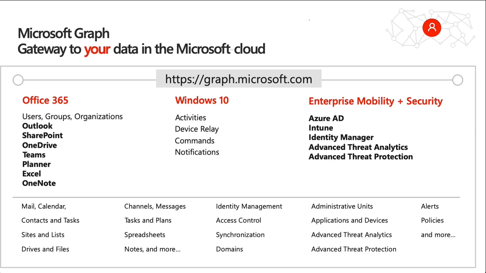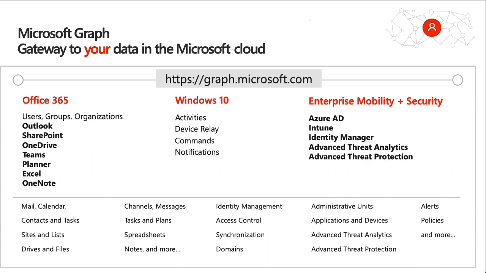One of the nice things about the service called the Microsoft Graph is that it is going to serve as a proxy endpoint to all of these other different services. It's going to encompass things such as Office 365, Windows 10, and Enterprise Mobility and Security. And it brings all of these different services under one top-level service called graph.microsoft.com.